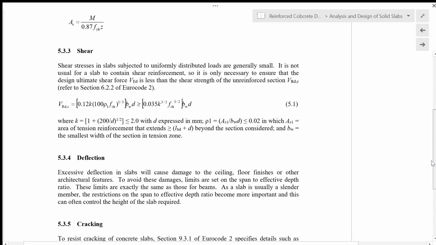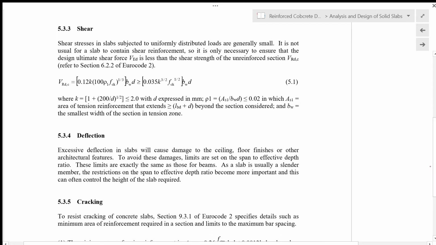So shear stress in the slab subjected to uniformly distributed loads is generally small. It is not usual for a slab to contain shear reinforcement, so it is only necessary to ensure that the design ultimate shear force VEd is less than the shear strength of the unreinforced section VRd,c, which is given by section 6.2.2 of Eurocode 2, which is equation 6.2a that is listed here.